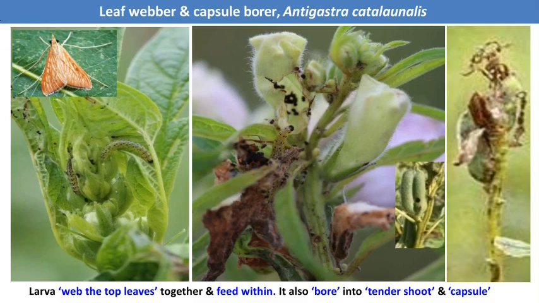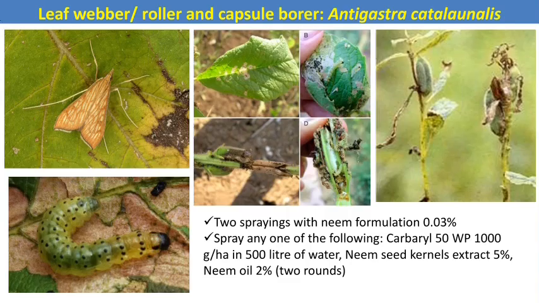It means that at the initial stage they web 2 to 3 leaves together and feed within, and after capsule formation they attack the capsule and feed on the inner content of the capsules, and instead of pod formation the capsule completely dries up and yield is directly reduced.